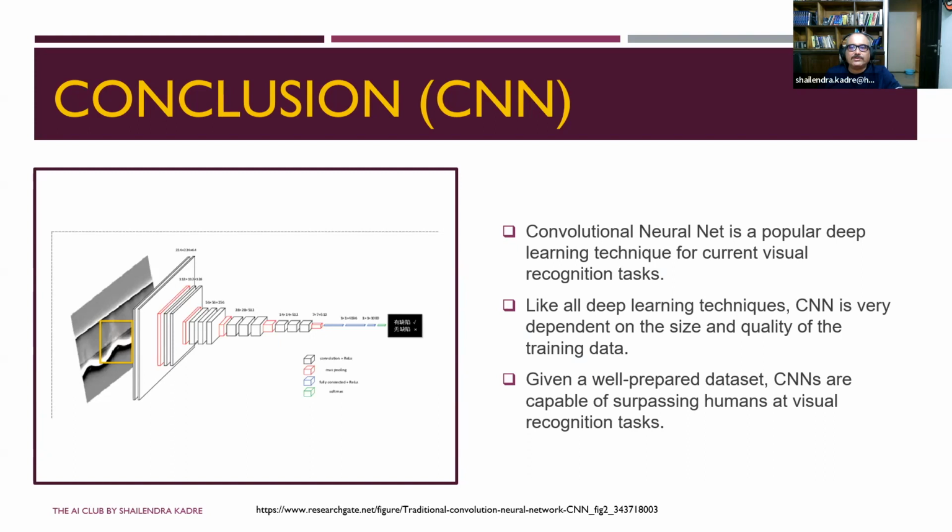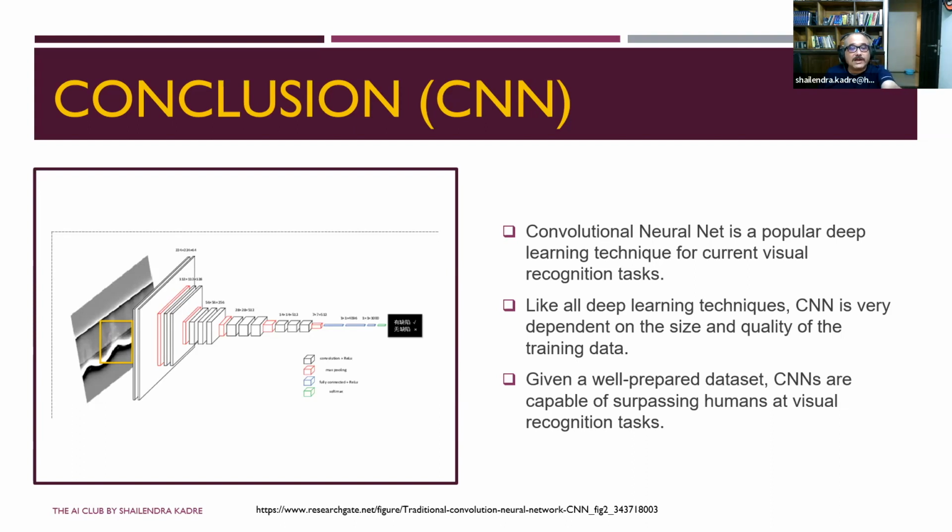Last slide. Convolutional neural network is a popular deep learning technique for current visual recognition tasks. It is a very popular default network for visual recognition tasks. Like all deep learning techniques, CNNs are very dependent on the size and quality of the training data. Quality and size of the training data is very important.